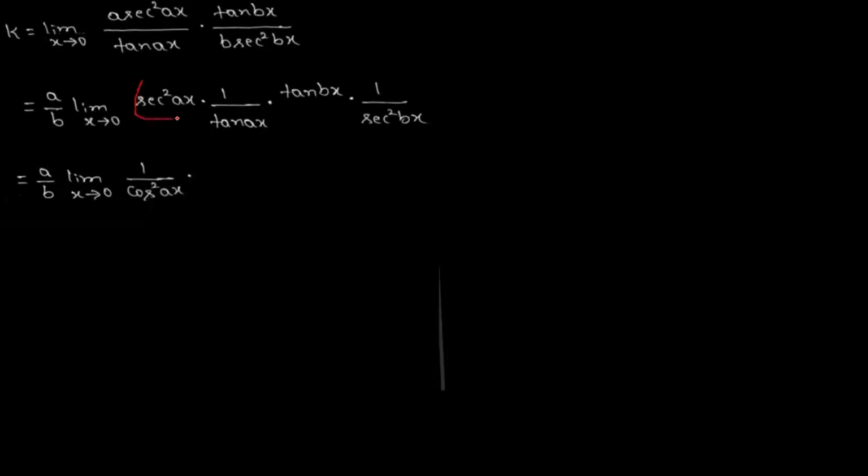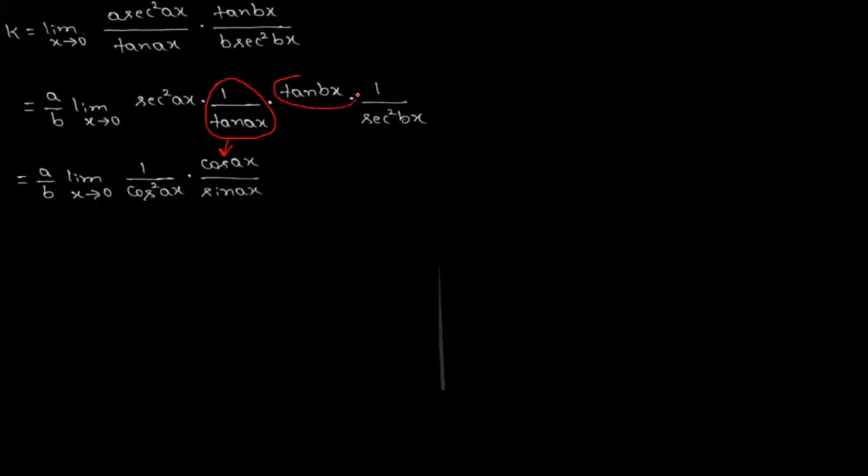We can write secant square ax as 1 divided by cos square ax. And 1 divided by tan ax can be written as cos ax by sin ax, because 1 by tan ax is cot ax, and cot ax can be written as cos ax by sin ax. We can write like this.